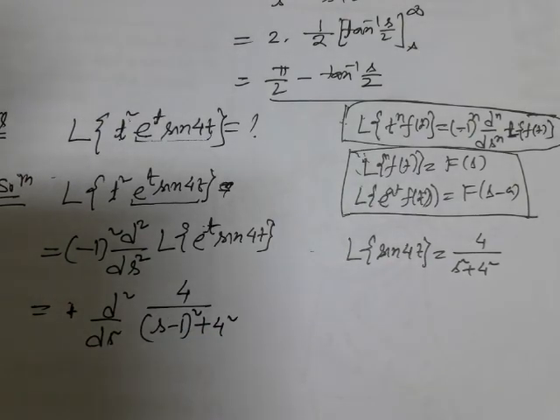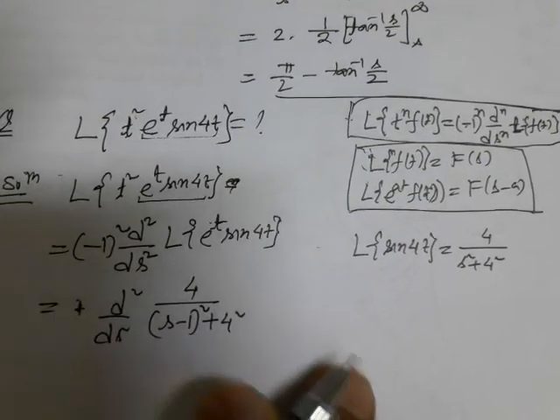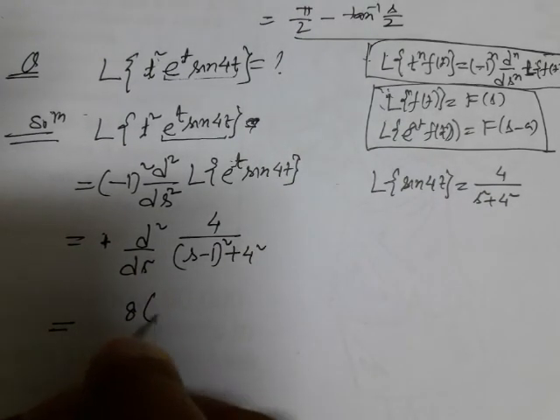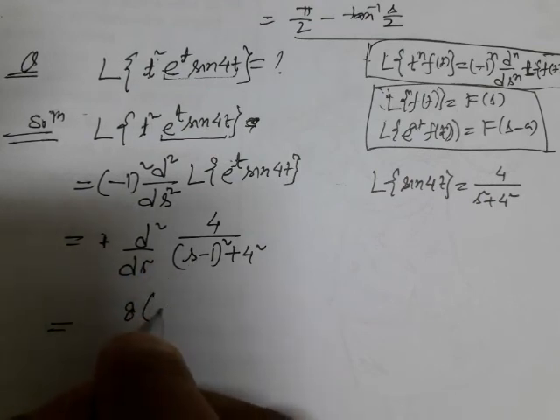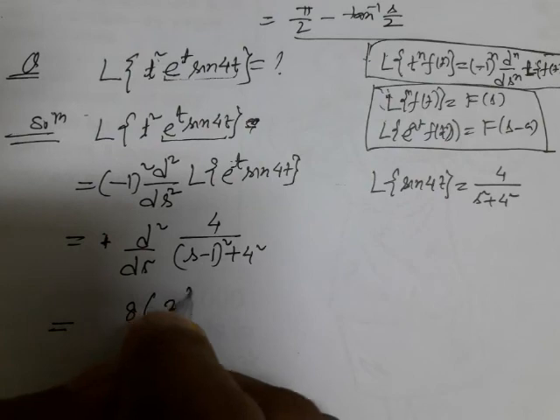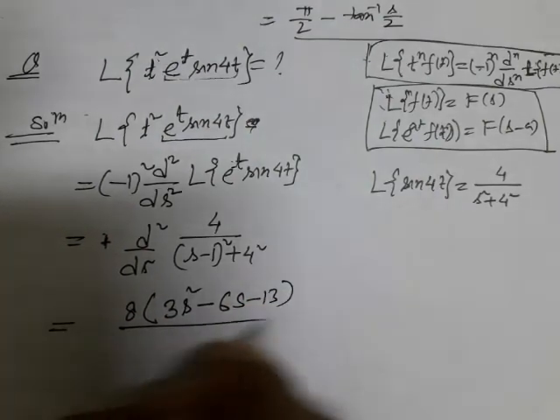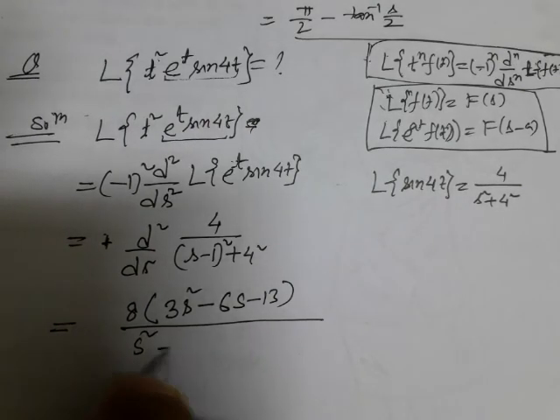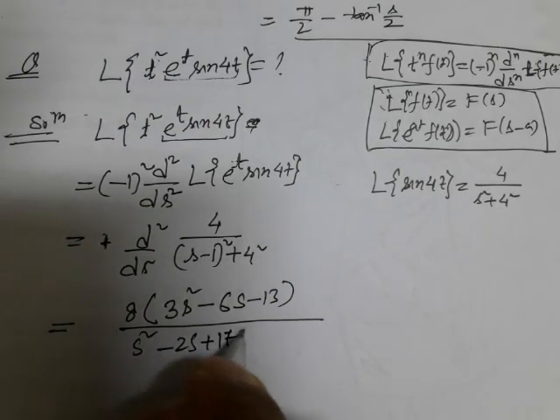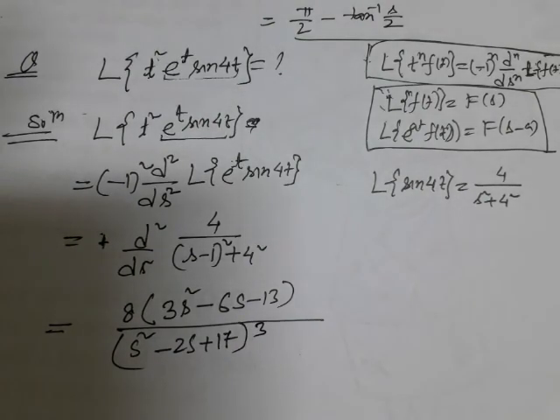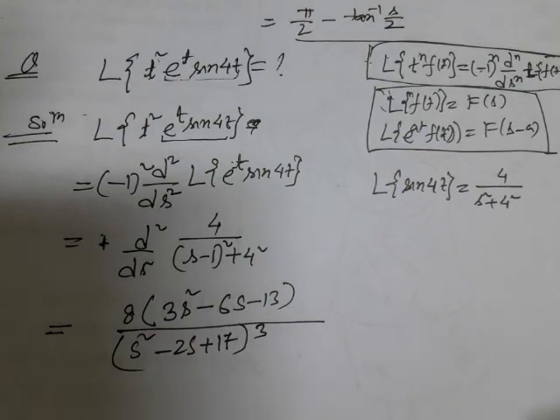Okay, s minus 1 whole square plus 4 square. So this is just the derivative. After simplifying this you will get (3s square minus 6s minus 13) divided by (s square minus twice s plus 17) whole cube. Because you have learned how to take derivatives, I will not write all the steps.